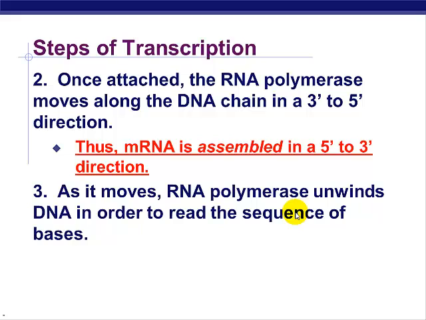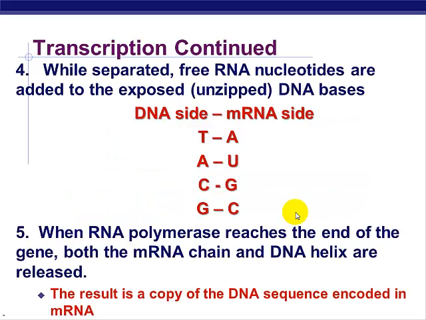If I'm unwinding DNA, what type of bond will I be breaking? Hydrogen bonds between A and T and C and G. You guys remember that? So once it's separated, free RNA nucleotides are added to the exposed DNA. So when the DNA is split, we're going to add RNA nucleotides to match it up. And like I showed you earlier, T matches with A, A matches with U, C matches with G, and G matches with C.